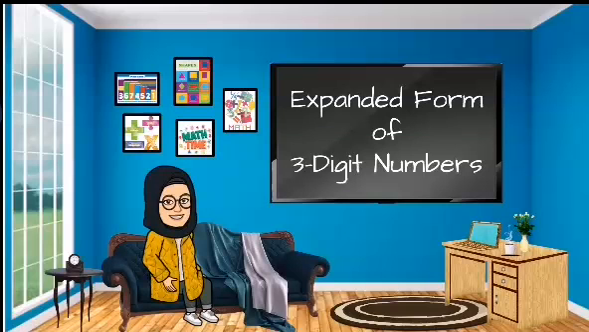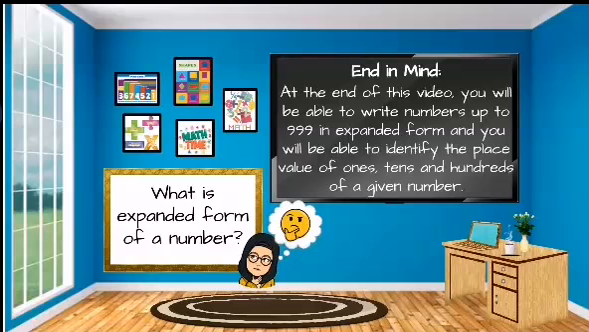Hello everyone! Our lesson today is about expanded form of three-digit numbers. Our end in mind is that at the end of this video you will be able to write numbers up to 999 in expanded form, and you will be able to identify the place value of ones, tens, and hundreds of a given number.